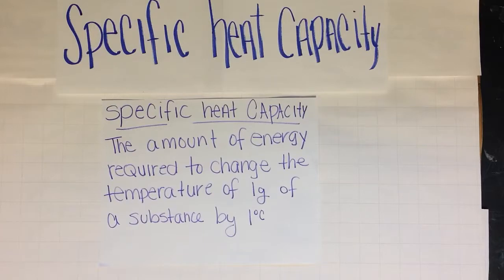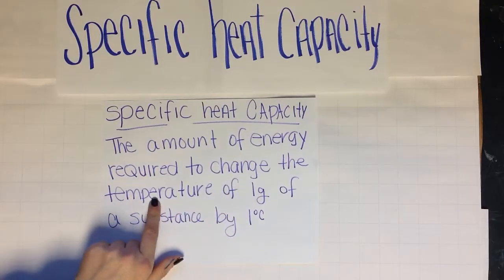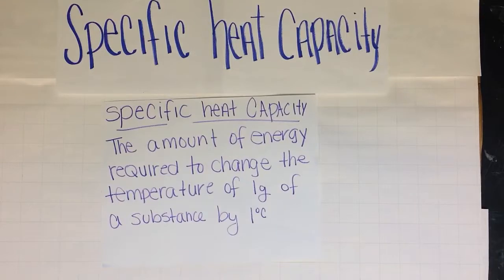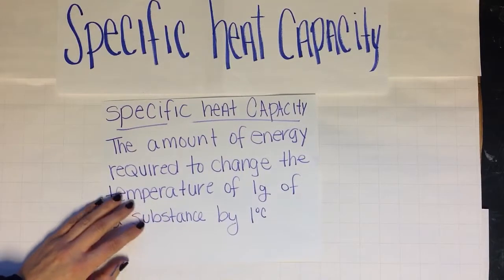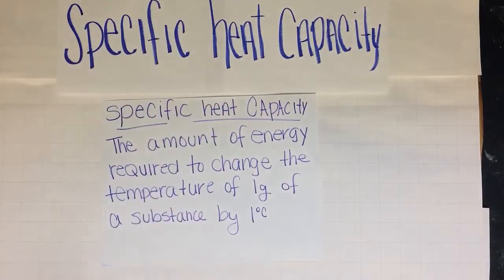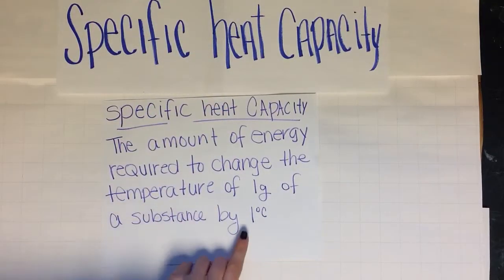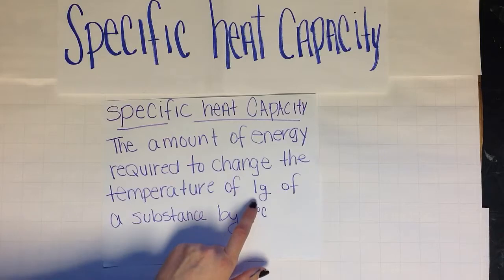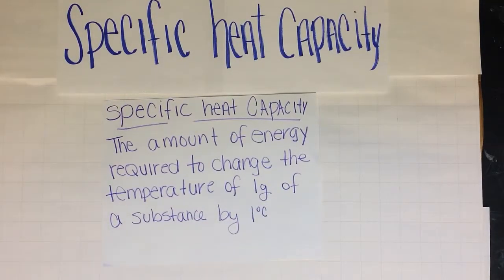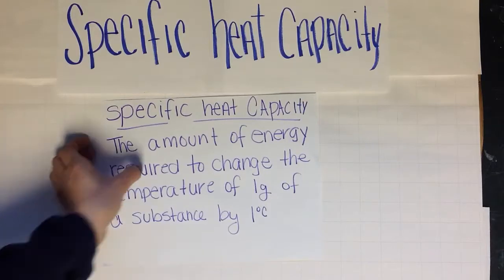the amount of energy that's required to change the temperature of a 1 gram sample of a substance by 1 degree Celsius. So every substance has a specific amount of heat that it needs to increase the temperature of a 1 gram sample of it by 1 degree Celsius.